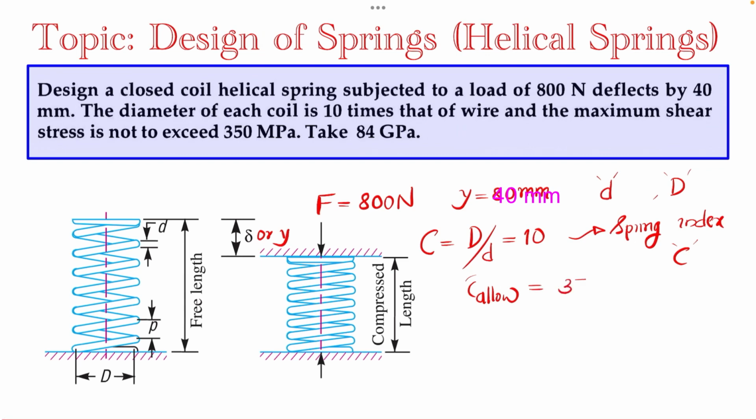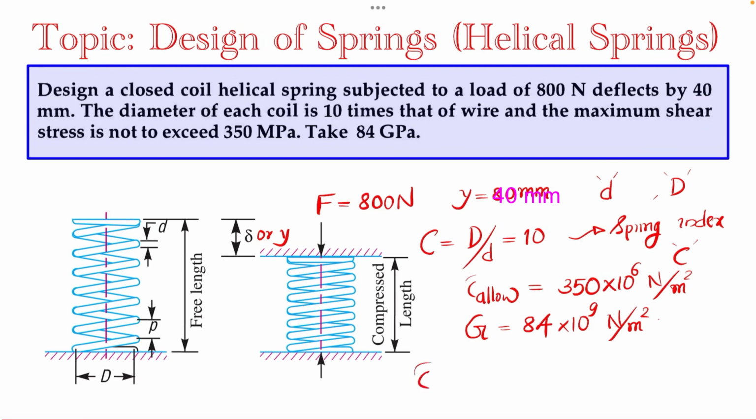Here the allowable shear stress within the spring material is also given. So tau allowable is 350 megapascal, or 350 into 10 raised to 6 pascal or Newton per meter square. And the rigidity modulus capital G is also given, which is 84 GPa or 84 into 10 raised to 9 Newton per meter square. So these are the given values, and based on these we will be solving.